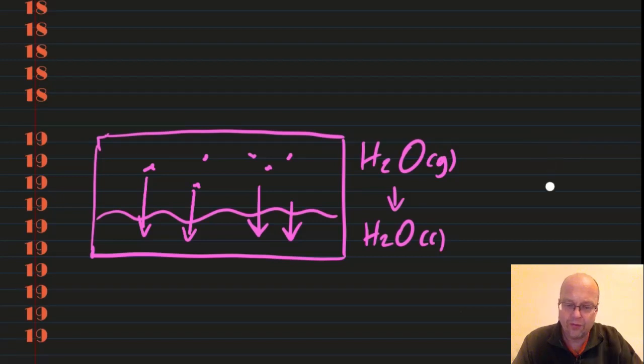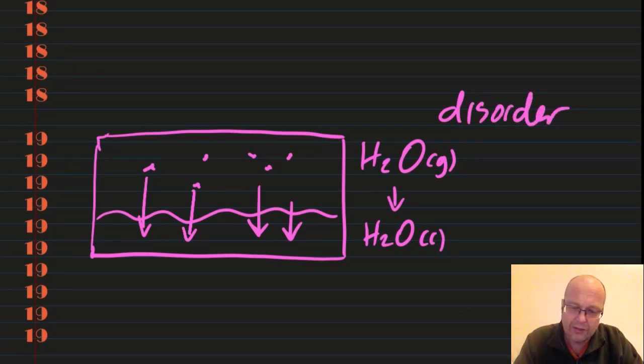Entropy change. Well, I've drawn the system, which in this case I put a box around, the water gas turning to the liquid water. So when you see the word entropy, you can think of the word disorder, and that's good enough for IB chemistry. Gases had the highest entropy, the highest disorder. And so if I'm turning a gas into a liquid, then I must be decreasing the entropy, decreasing the disorder. So for my system, which is the contents of the box, entropy is going to go down.